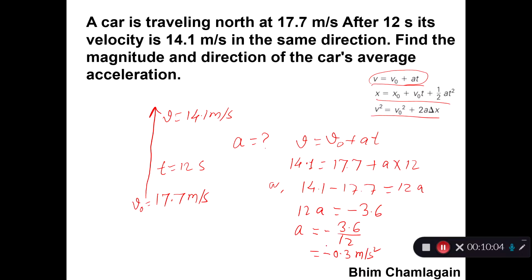You can see the negative sign. This negative sign indicates the direction of acceleration is south, which is opposite to the direction of velocity. Look at here, initial velocity is higher than final velocity, so it is retarding. So we do get acceleration as a negative value.